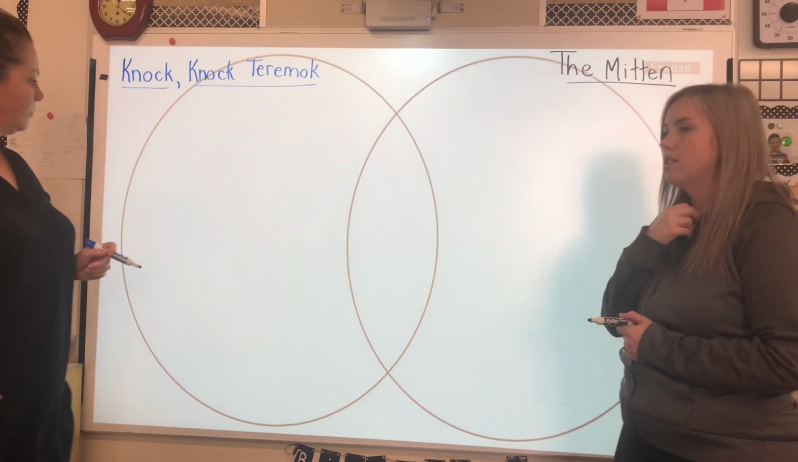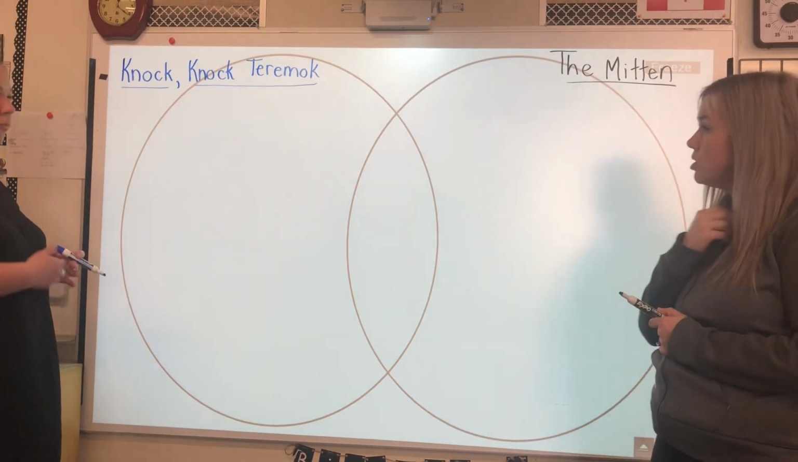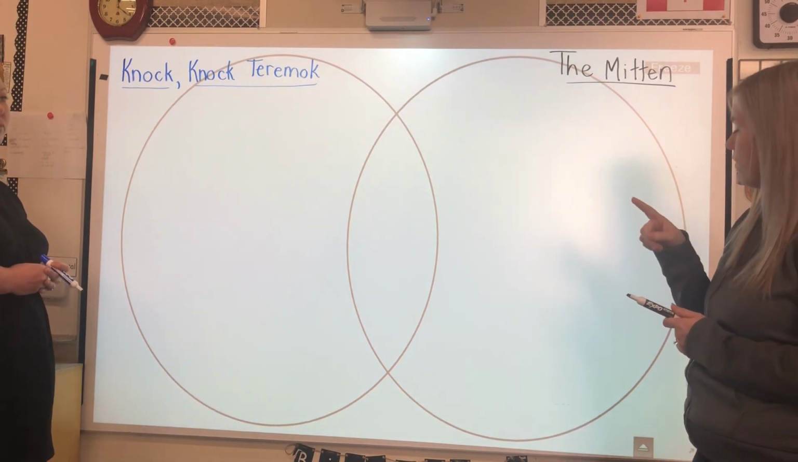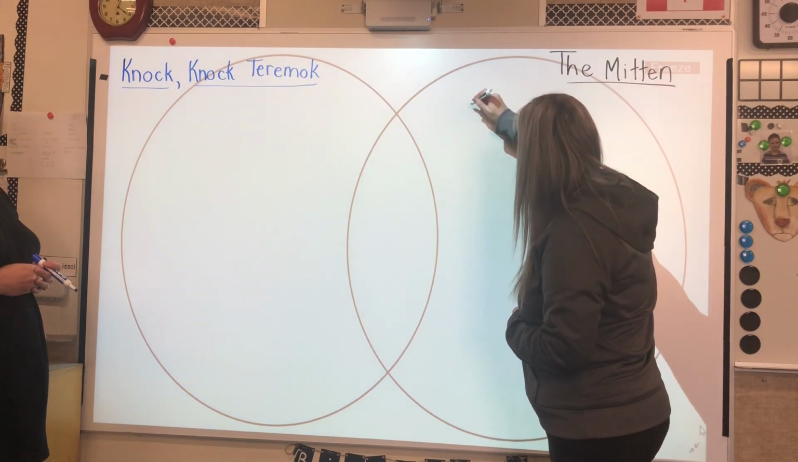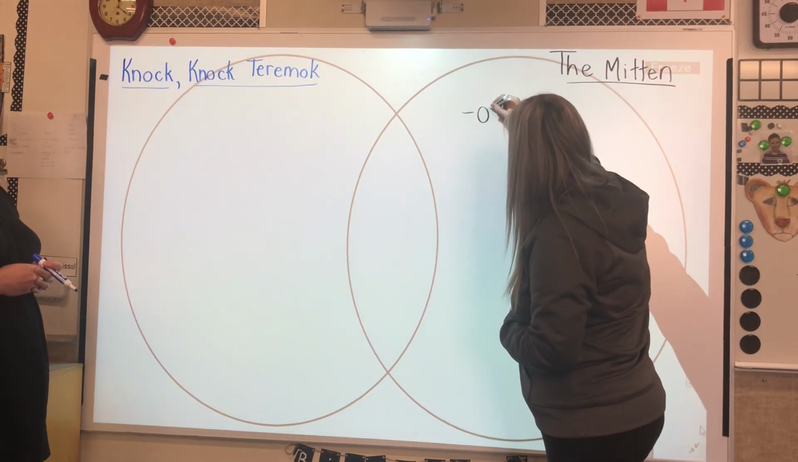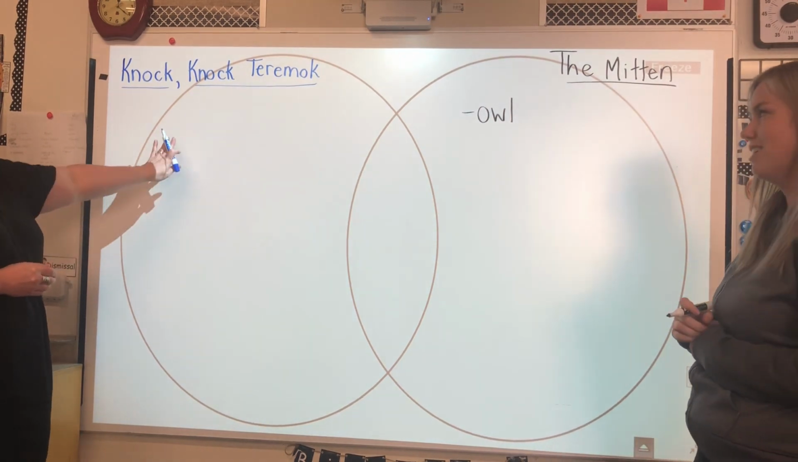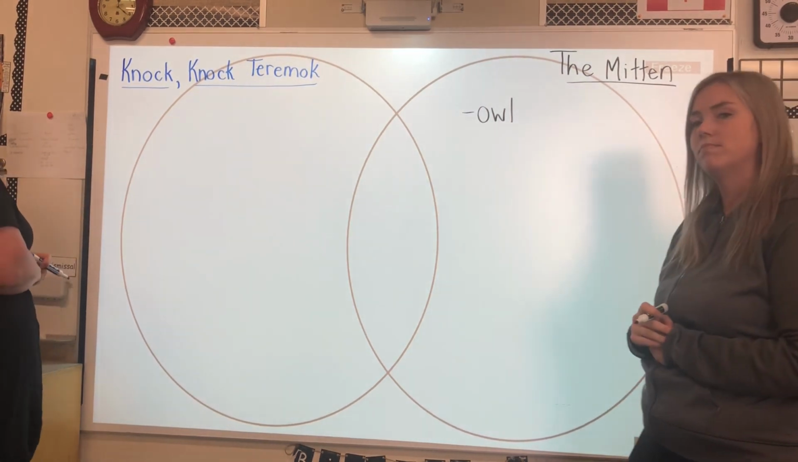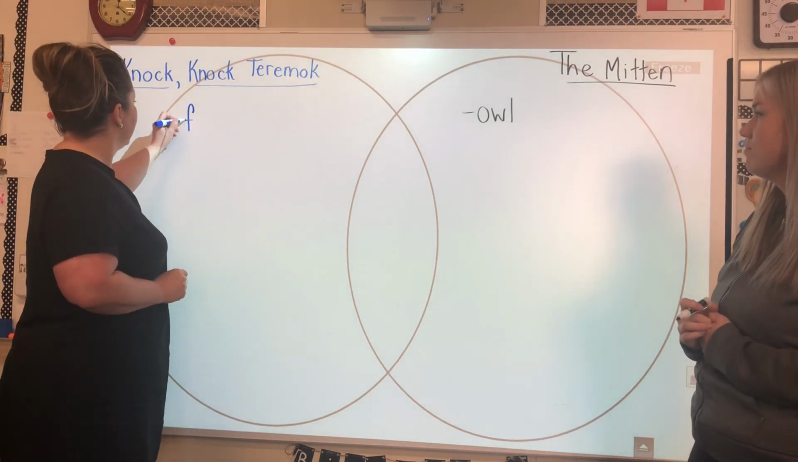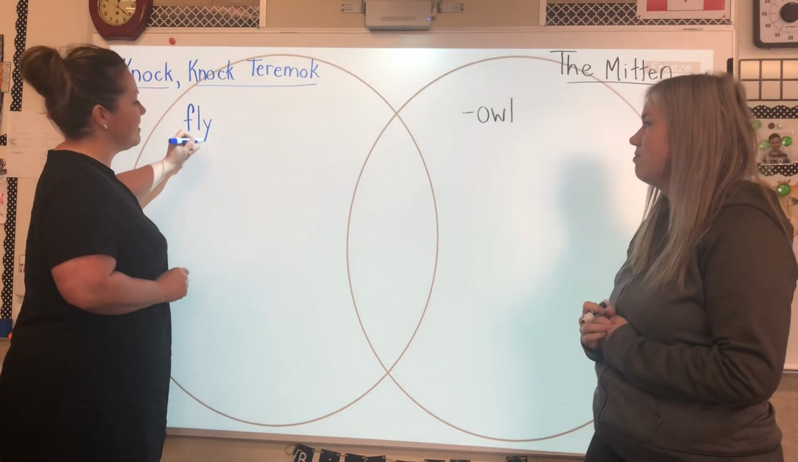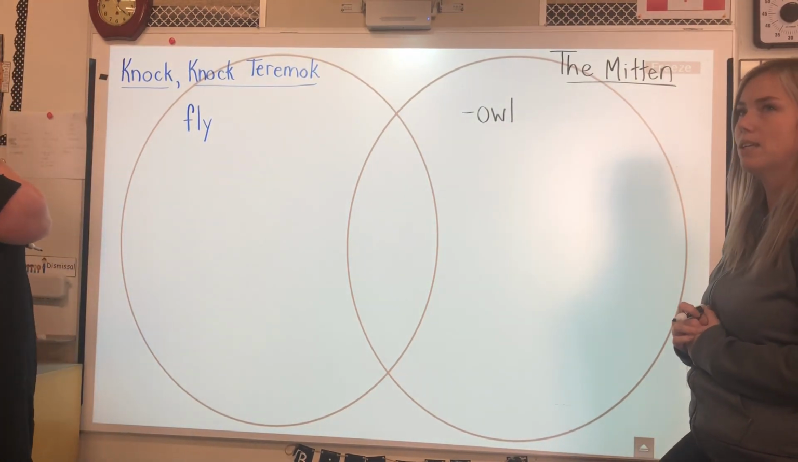Awesome. Okay, I'm going to think back to the Mitten. I know that there were animals in both. Tell me if I'm right. I think that the Mitten had an owl. Yes. But Knock Knock Teremok did not have an owl. No. But Knock Knock Teremok had a fly, and the Mitten didn't have a fly. Nope, no fly.